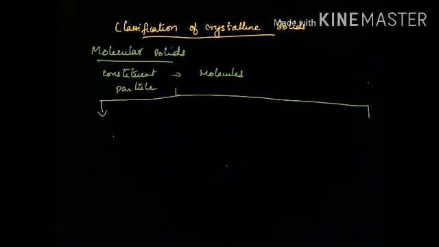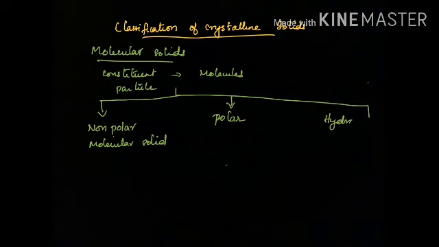So the first type is non-polar molecular solid. Then we have polar molecular solids, and hydrogen bonded molecular solids. Okay, so the three main classifications of the molecular solids are non-polar molecular solids, polar molecular solids and the hydrogen bonded molecular solids. Again, the first one that we are going to discuss here is the non-polar molecular solids.